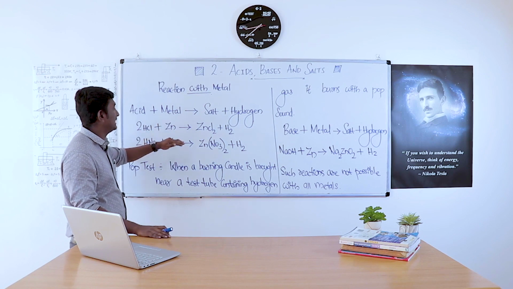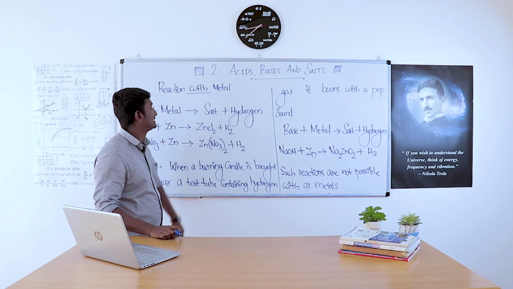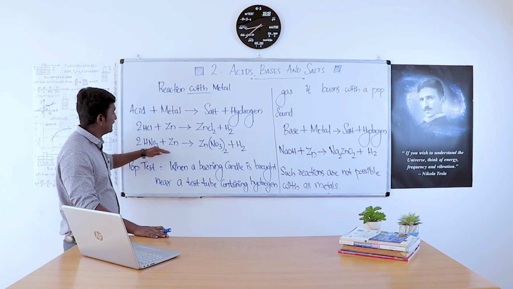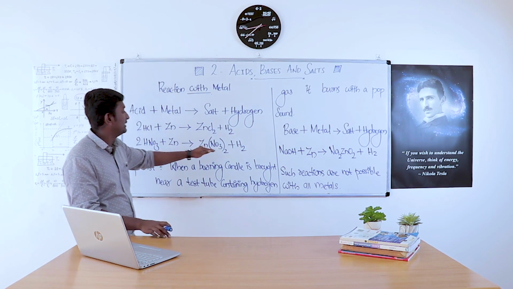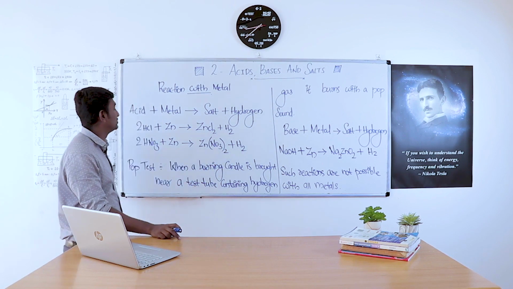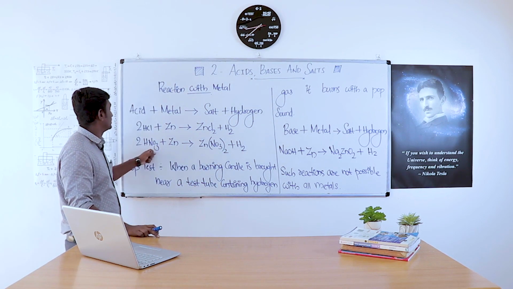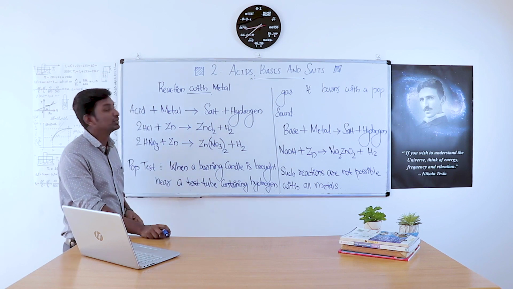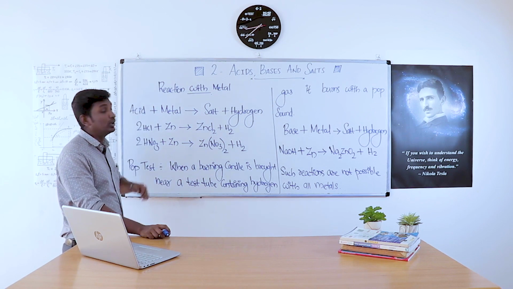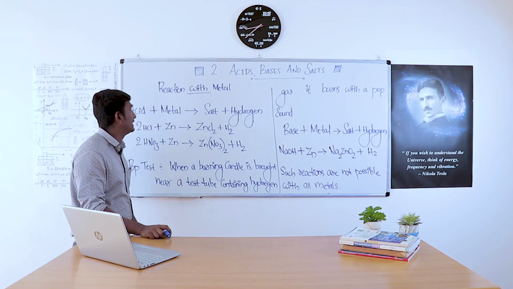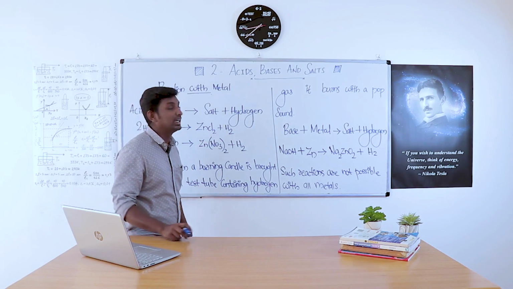Zinc is a metal, zinc chloride is the salt, and H2 is hydrogen. Again, 2HNO3 plus Zn gives Zn(NO3)2, that is zinc nitrate, plus H2, hydrogen. So HNO3 is the acid, zinc is the metal, Zn(NO3)2 is the salt, and H2 is hydrogen. So in all cases, we can say that an acid reacts with a metal to give salt and hydrogen.